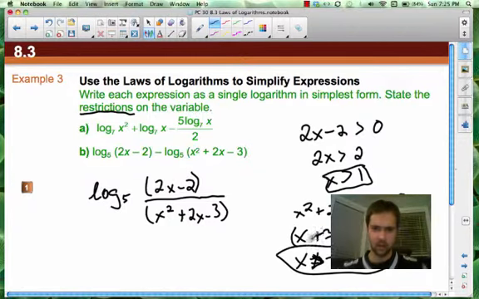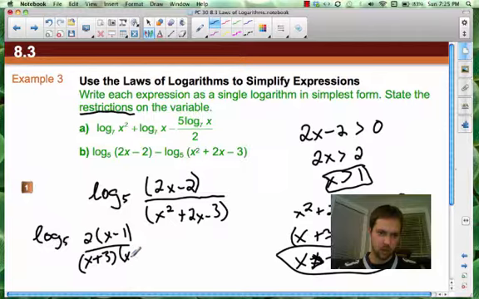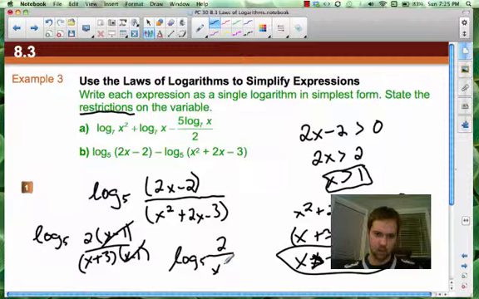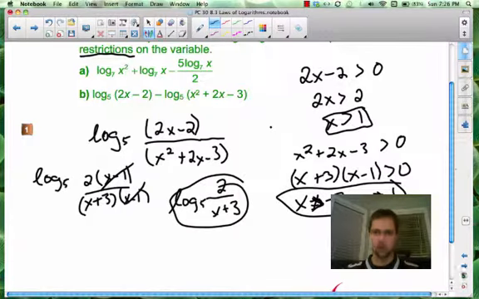Now we saw that the denominator can be factored as x plus 3 times x minus 1. The numerator can also be factored, so log base 5: in the numerator, take out a factor of 2, we're left with x minus 1. Denominator, x plus 3 times x minus 1. And of course, those will cancel. Now we're left with log base 5 of 2 over x plus 3. And that's it. So we're done that one.